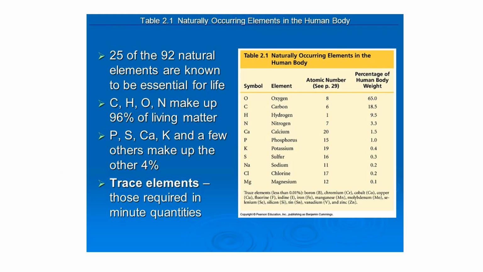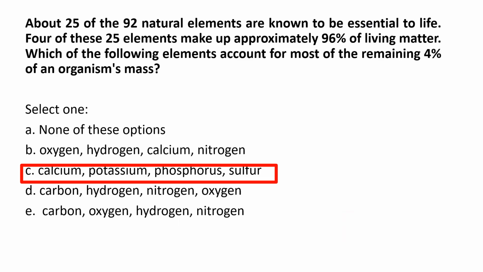So let's see why. If you remember this table in your textbook, here they tell you that the ones that make up the 4% are phosphorus, sulfur, calcium, and potassium, while the ones that are more abundant, the ones that make up more of the living matter, are carbon, hydrogen, oxygen, and nitrogen. And here are the ones that are the trace elements. So again, the answer was C, because most of the other answers were ones that belong to the 96%.